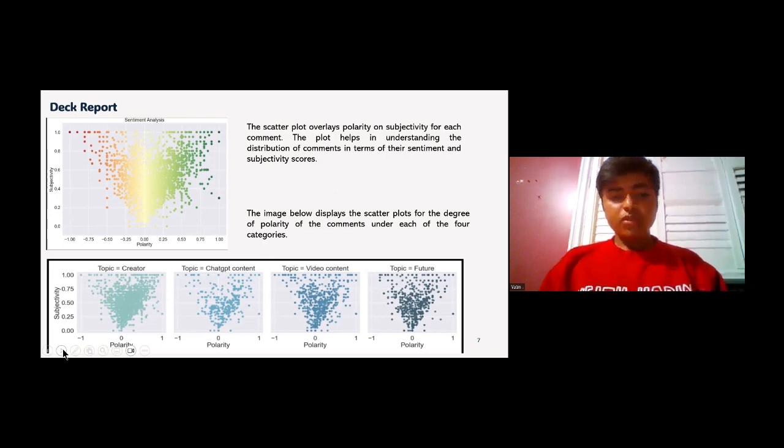Combining the whole, as we already saw in the scatter plot, the plot about the creator, ChatGPT content, video content, and future also shows us the same thing. So going ahead, we have a pretty bright future for AI language models and ChatGPT. Over to Sanjay.